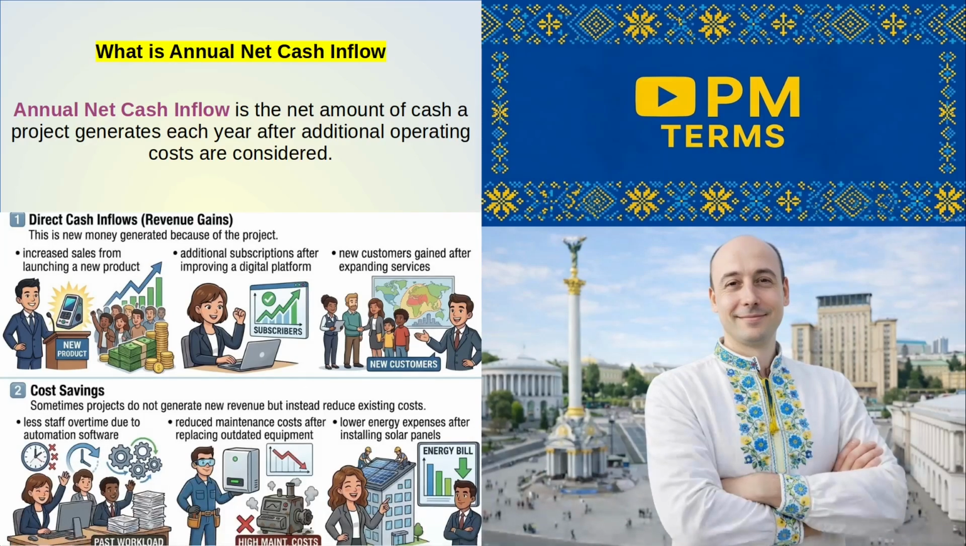Cost savings. Sometimes projects don't generate new revenue, but instead reduce existing costs. Examples: lower energy expenses after installing solar panels, reduced maintenance costs after replacing outdated equipment, less staff overtime due to automation software. Both revenue gains and cost savings contribute to the annual net cash inflow used in payback period calculations.